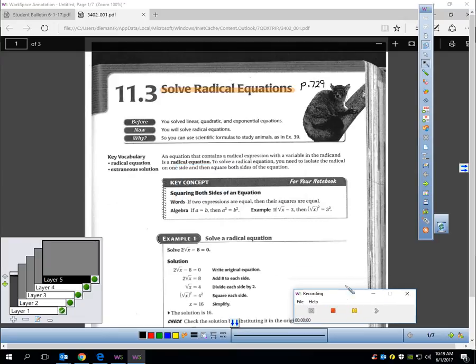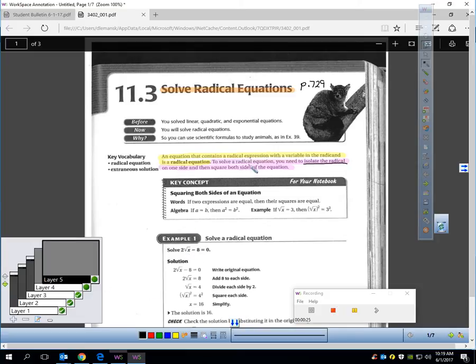This is lesson 11.3, Solve Radical Equations. You should be on page 729. An equation that contains a radical expression with a variable in the radicand is a radical equation. You can see an example of a radical equation here. Can you see the variable inside the radicand?